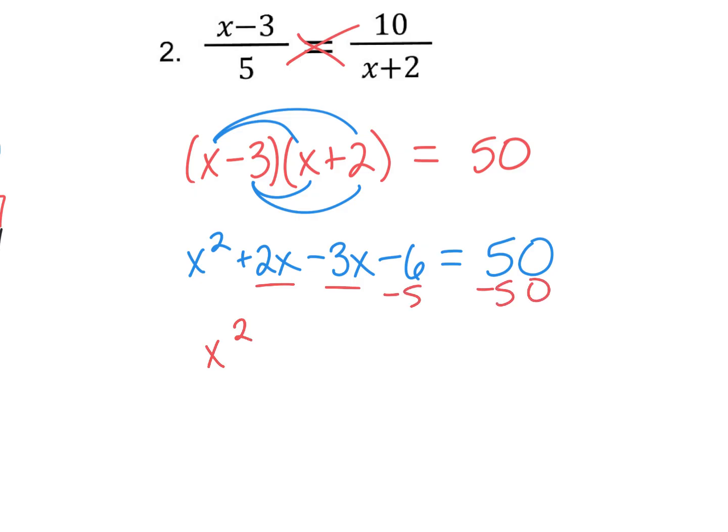Oh, that's right. So we can do these 2 steps at the same time. 2x and negative 3x give me negative x, good. And then negative 6 minus 50. Negative 56. Are we all good with that? Zero product property tells me to move everything to one side to solve.